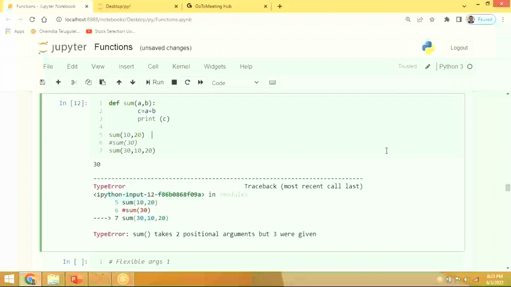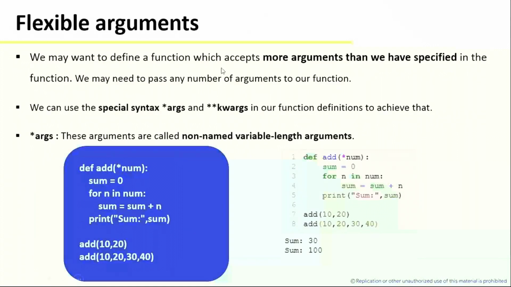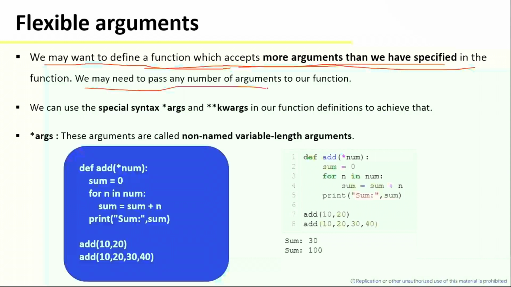Yes. Now let me go for the fourth one, flexible arguments. The concept is different. Flexible arguments means we may want to define a function which accepts more arguments than we have specified. It is exactly opposite to the earlier one. The function definition can accept more arguments than we have specified in the function. We may need to pass any number of arguments.